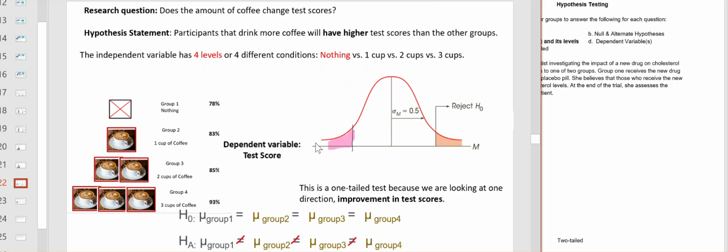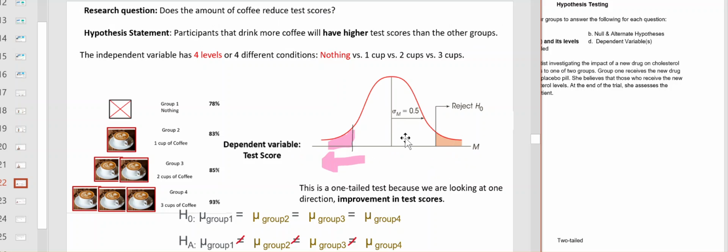So it could go in this direction here, or it could go in this direction here. I haven't really specified it in my research question. Now, maybe I did specify in my research question, and maybe I think, does the amount of coffee reduce test scores? If the amount of coffee reduces test scores, I'm looking at a one-tailed test again in the negative direction.